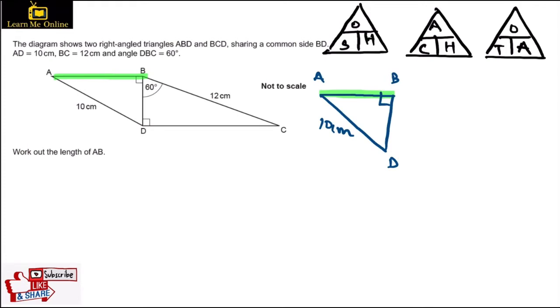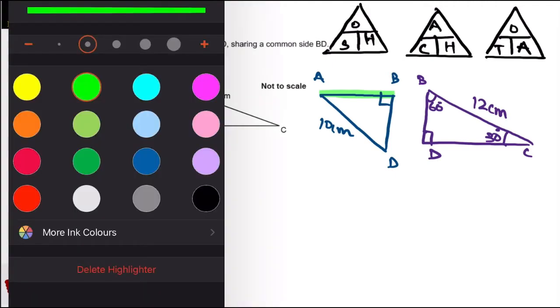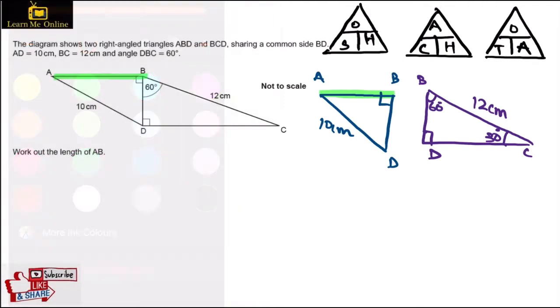We're going to use the other right angle triangle now, which is BCD. It's making 90 degrees, this length is 12 centimeters, and this angle is 60 degrees. So with 90 and 60, the remaining angle is going to be 30 degrees, because we know the angles in a triangle add up to 180 degrees. The common length in both triangles is BD.